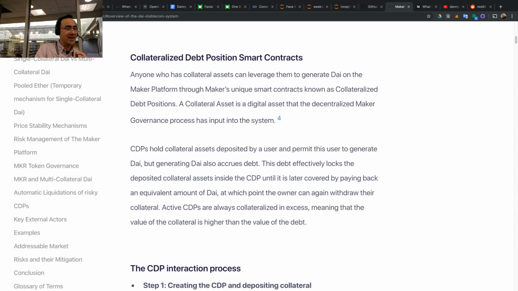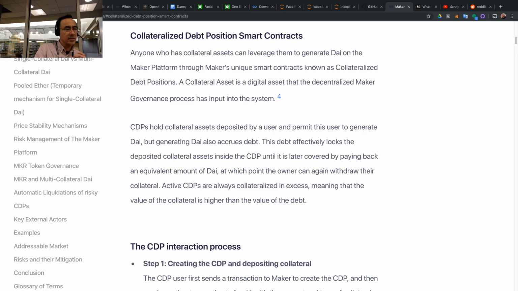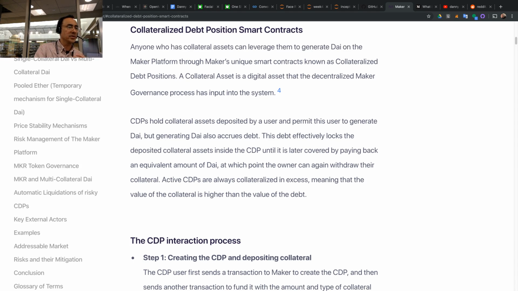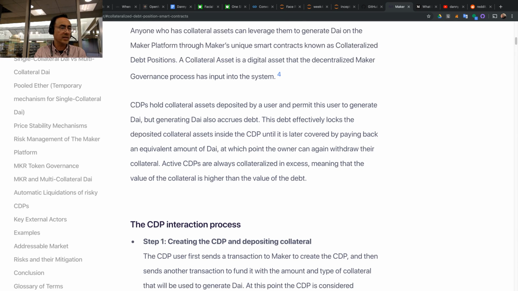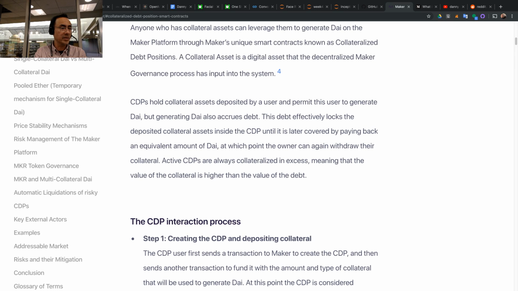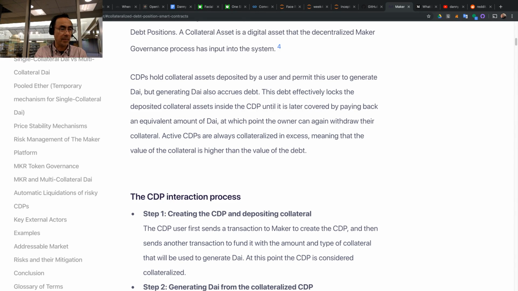A collateral asset is a digital asset that the decentralized Maker governance process has input into the system. So there is a party here called the Maker governance process. A CDP holds collateral assets deposited by a user and permits this user to generate DAI. But generating DAI also accrues debt, right?